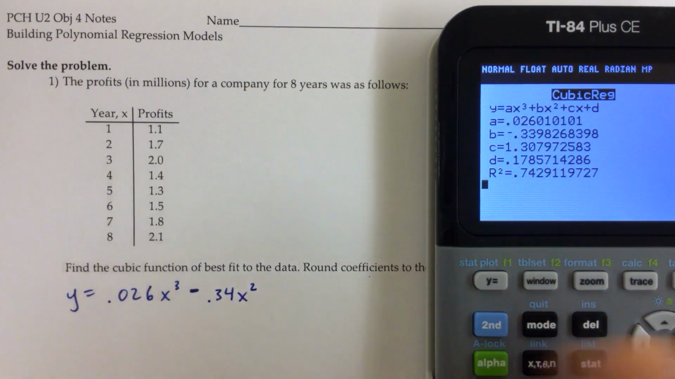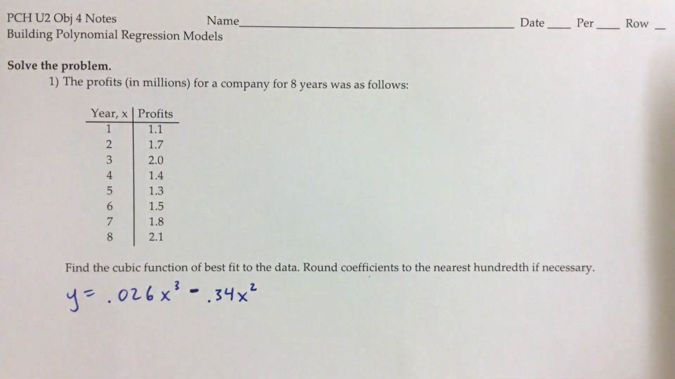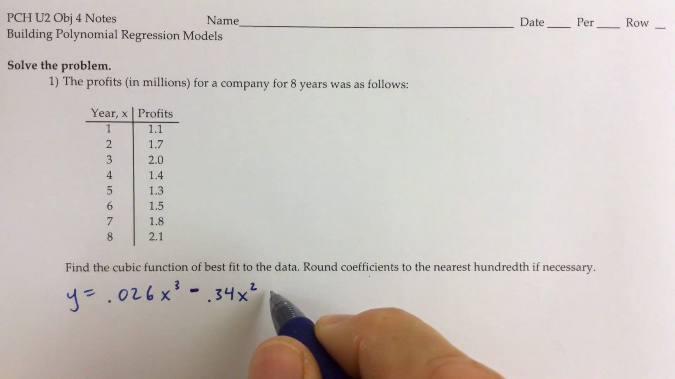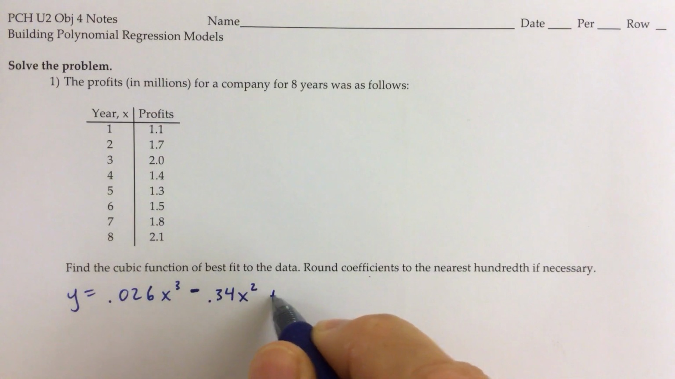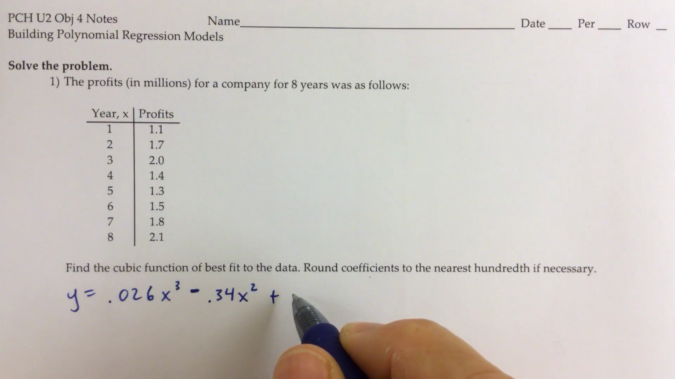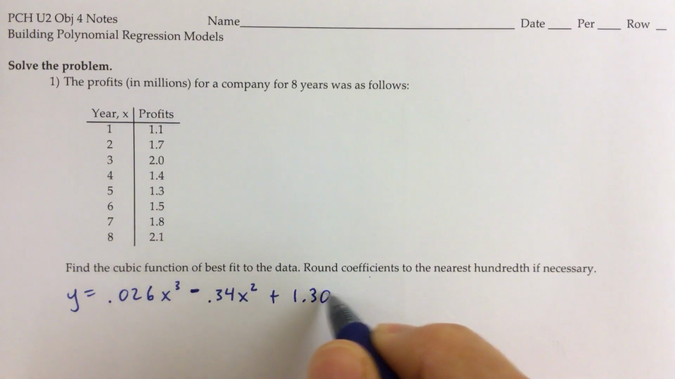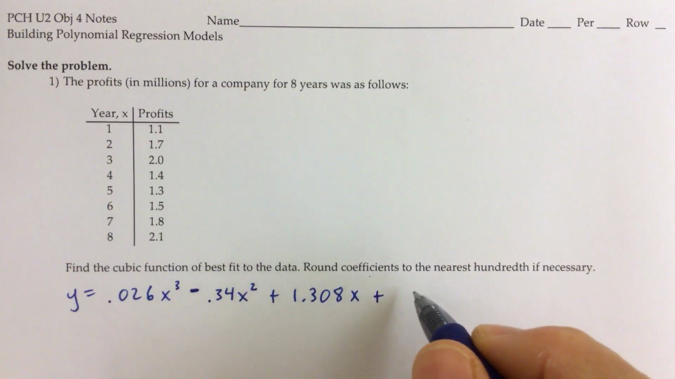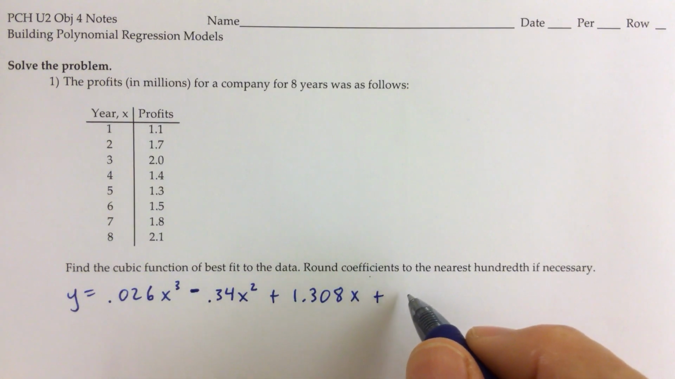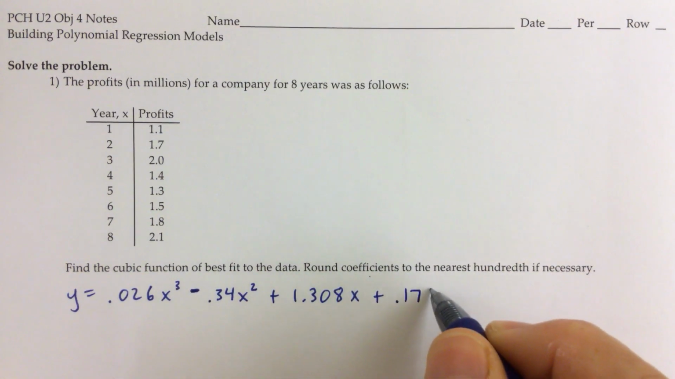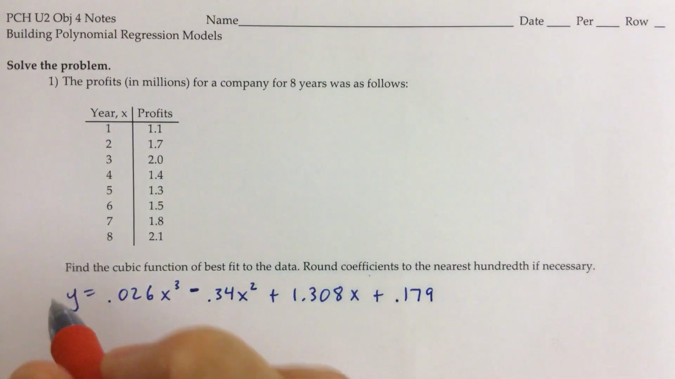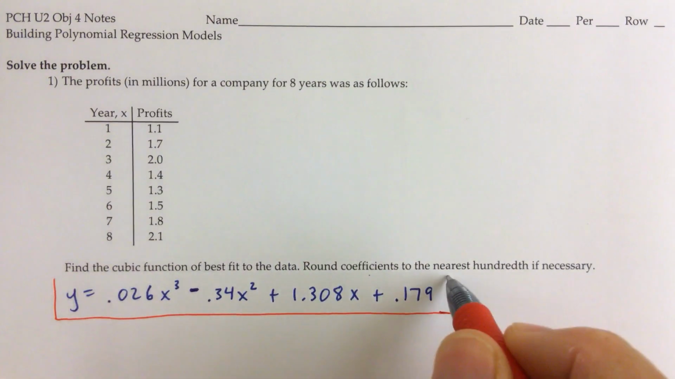And then we have, I'm running out of room for my hand, so I'm going to move the calculator off, but hopefully you still have your calculator there. And then plus the c value is 1.308. We multiply that by x, and then we have a d value, which is the constant of 0.179. So that is our cubic function of best fit.